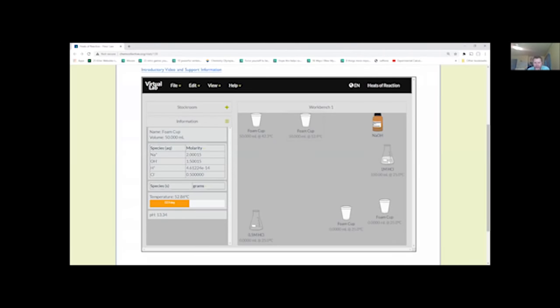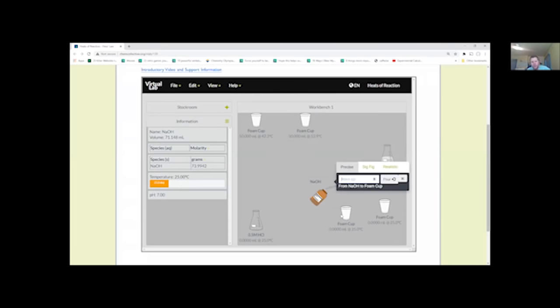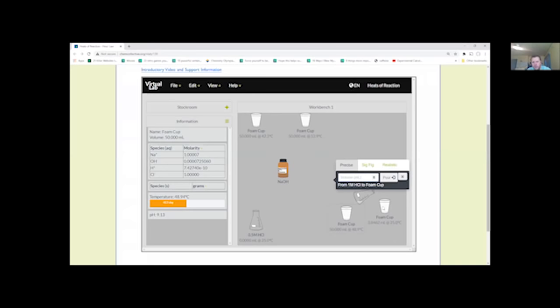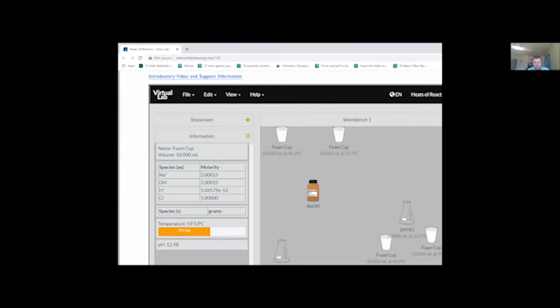Trials number 9 and 10. What I was doing was I would take 2 grams of sodium hydroxide in 1 cup, 4 grams in another cup. Then I'd take 50 milliliters of my 1 molar solution and mix it with the other substance. What I see here is my temperature has gone up to 48.9 degrees Celsius and 59.5 degrees Celsius.